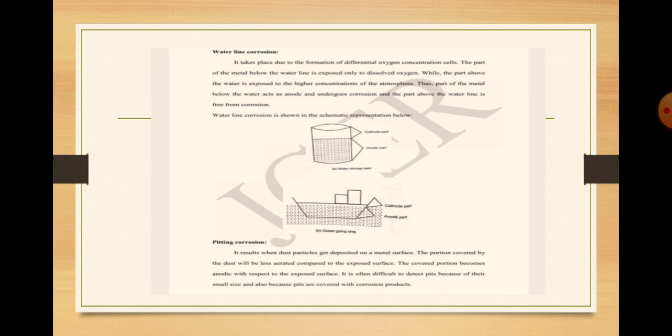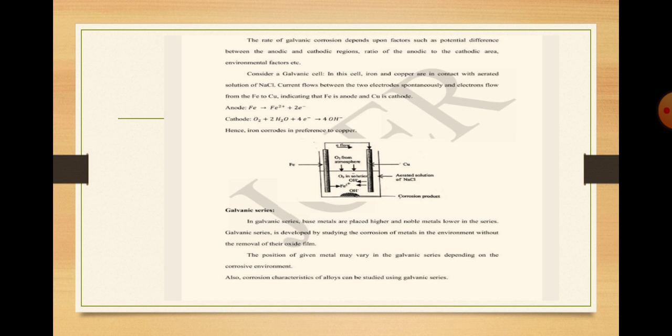Next, waterline corrosion. Waterline corrosion takes place due to the formation of different oxygen concentration cells, where the part of the metal below the water has dissolved oxygen. Here the diagram is given. This part of the metal is exposed to the atmosphere, and the part below the water is the anode and undergoes corrosion. You have to see the diagram.